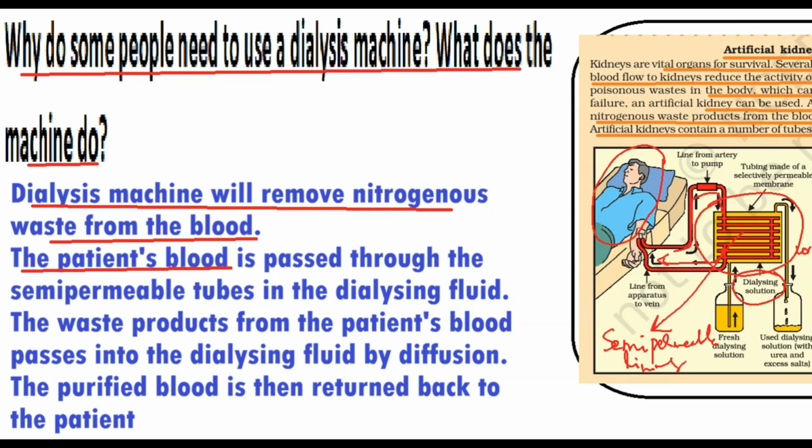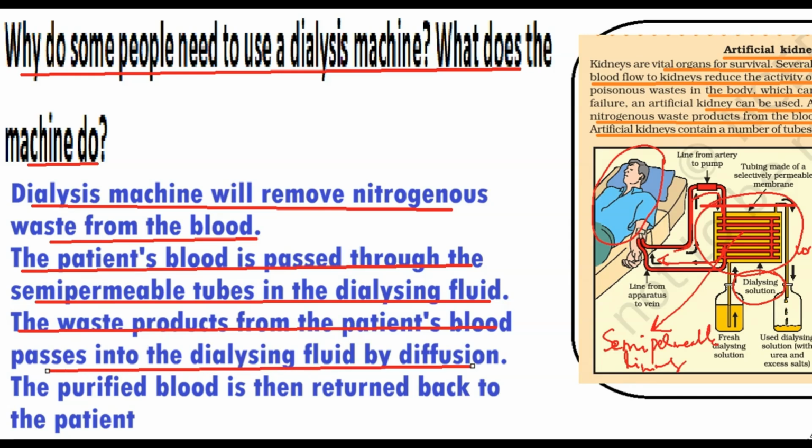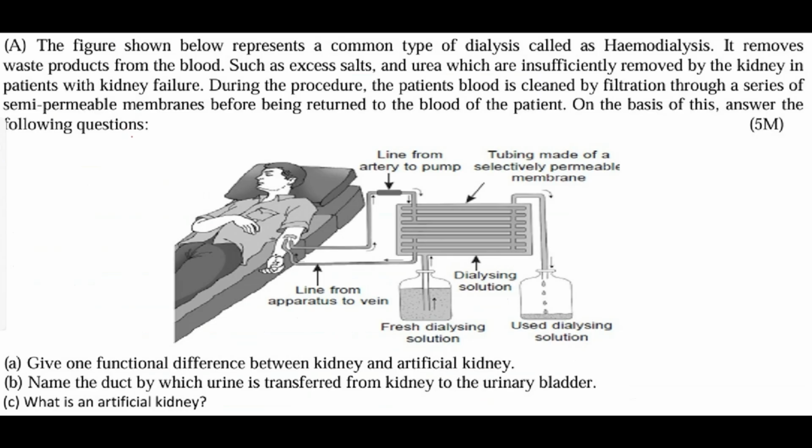Next, the patient's blood is then passed through the semi-permeable tubes in the dialysis fluid. So these are the semi-permeable tubes. What we see here, these are the semi-permeable tubes. Then the waste products from the patient's blood pass into the dialysing fluid by diffusion. The purified blood is then returned back to the patient. So a dialysis session is over.